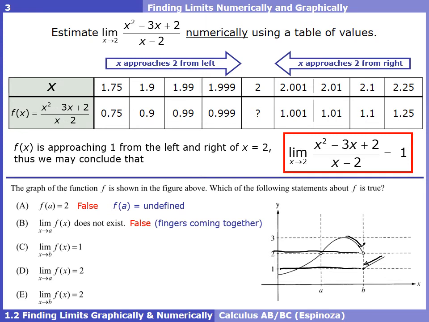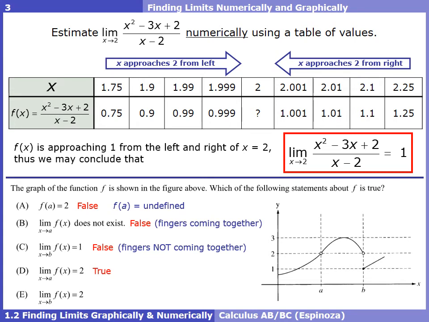Because those two do not match, we would have to say in this case false, because our fingers are not coming together. If our fingers aren't coming together, that answer would have to be D and E, and here they're reporting that the value should be 1. You can see now D would be the true one.